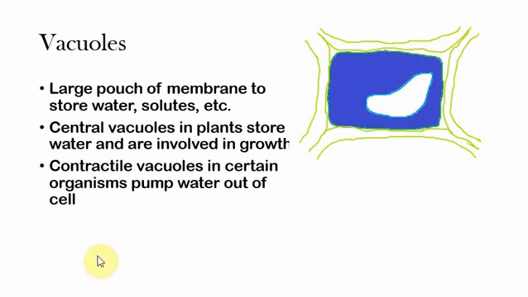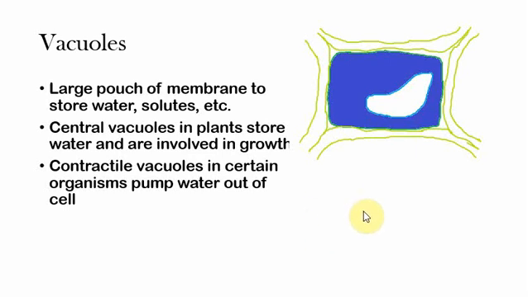The last thing is what's called a vacuole. Now, there are actually several types of vacuoles. In animals, you have just scattered vacuoles, very small. In plants, they've all combined to form a central vacuole. And in certain other organisms, there's what's called a contractile vacuole.